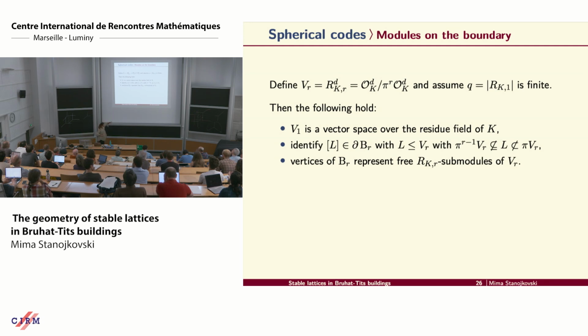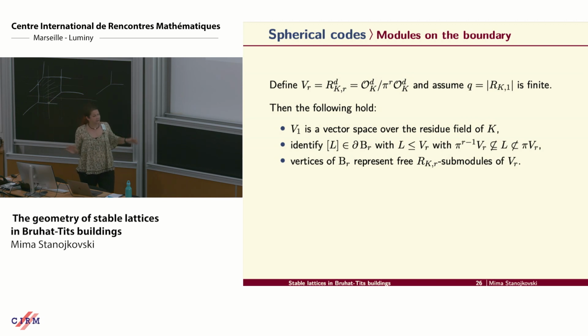And an element on the sphere of the ball you can now identify with a submodule of V_R that does not contain the p-torsion, and it's not contained in p times it. So it really stretches over the whole module. You see it at every level. And the vertices of B_R, I told you, if you intersect with the apartments, then you get the proper free submodules over this truncated ring.